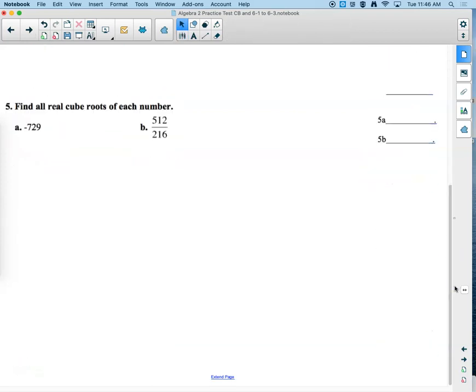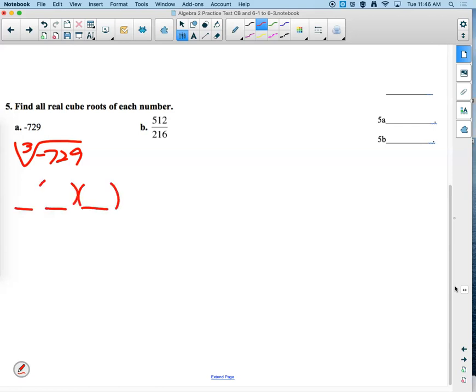Cube roots. Cube root of negative 729. And we were thinking of this as slots when we did these before. So use your power chart. What you got? Negative 9 it is.